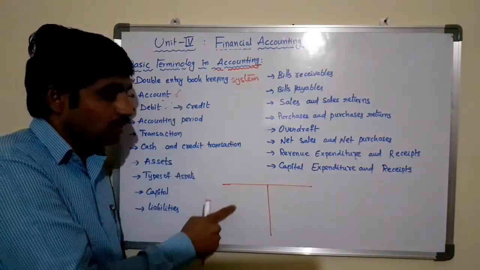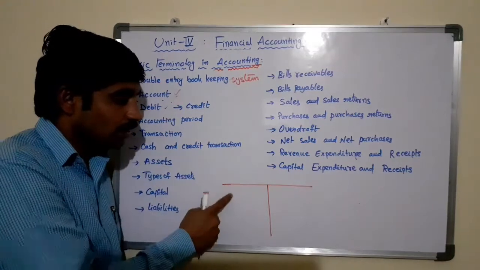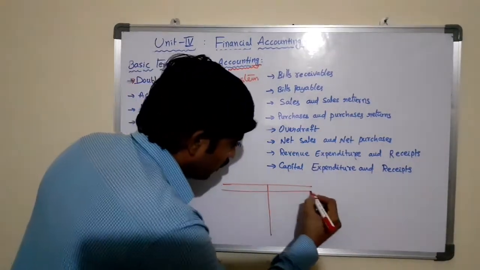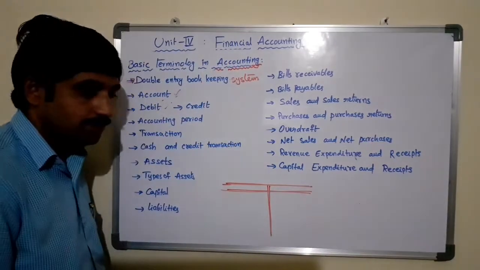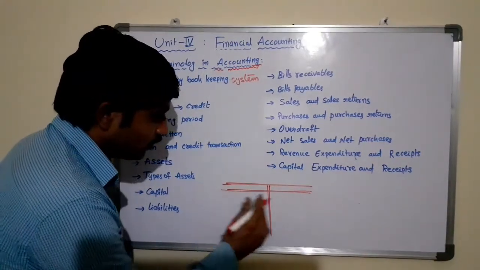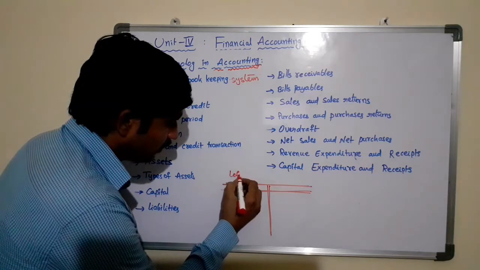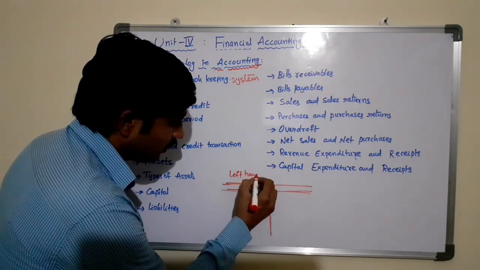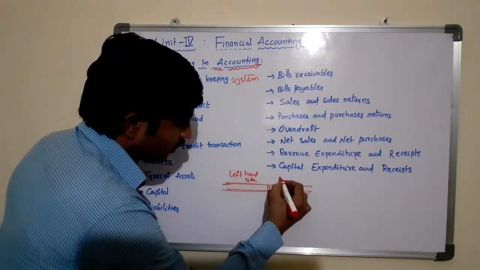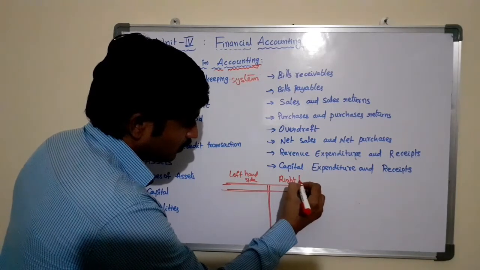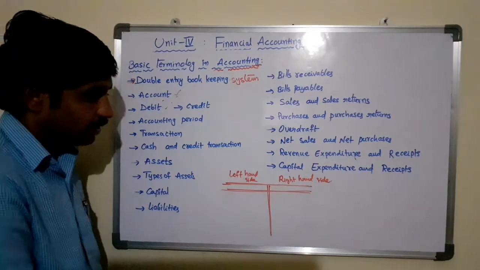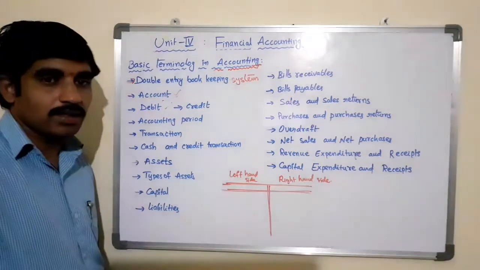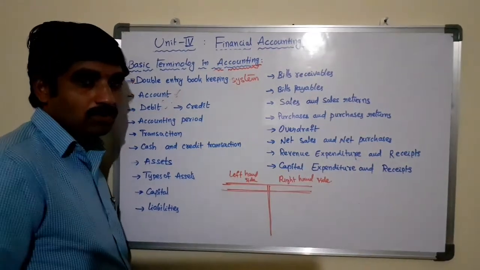What basically does account mean? An account is a T-shaped format which is divided into two sides, left hand side and right hand side. This is an account.